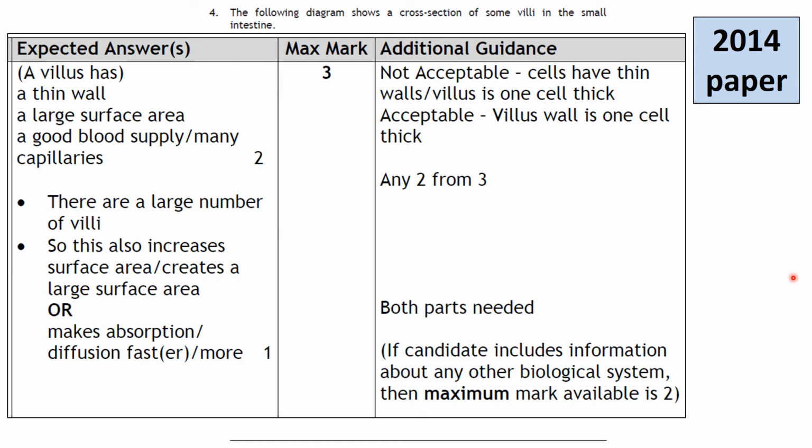And this is what you should have. So you can pause that and before I speak. So you should have two of those features. You get 2 marks if you say thin wall, large surface area and good blood supply. And then the final mark is for saying that there are a large number of villi, which increases surface area. Okay, so you have to say something about the large number.